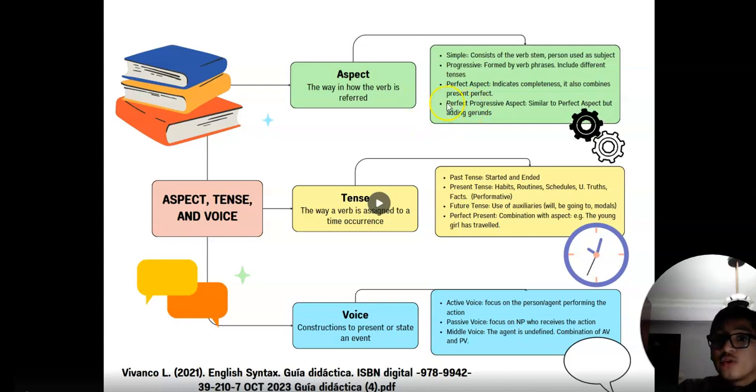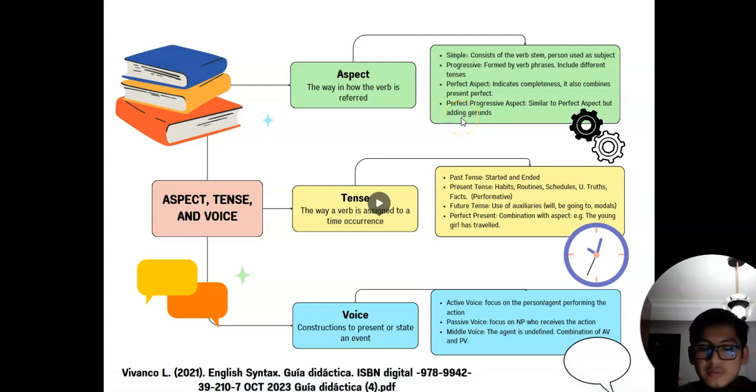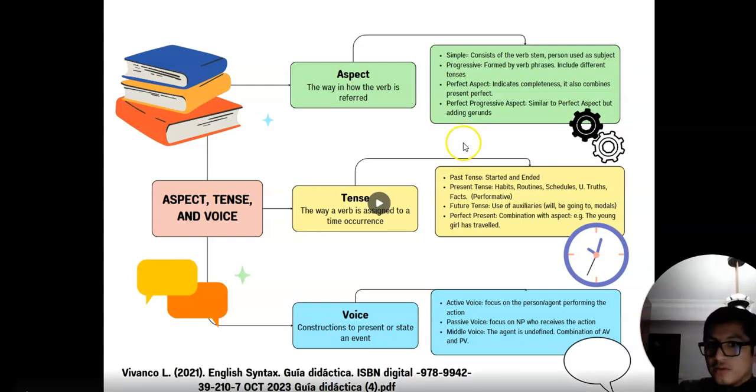Finally, as I said, for other authors we also have the perfect progressive aspect, which is very similar. The construction is similar to the perfect aspect, but we have to add a gerund. So it will be like, I have been working.